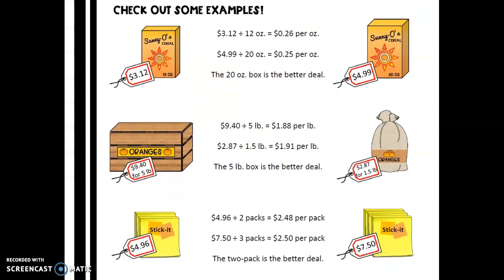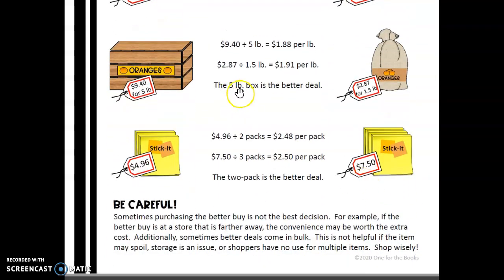Then they've gone into oranges. They have the 5-pound box and the 1.5-pound bag. And they're going to show the price and how many pounds, and then they're going to give me the price per pound. And then tell me who is the better deal. And lastly, they have, you know what those are called, Post-it notes. All right, and then they told me the 2-pack is the better deal.